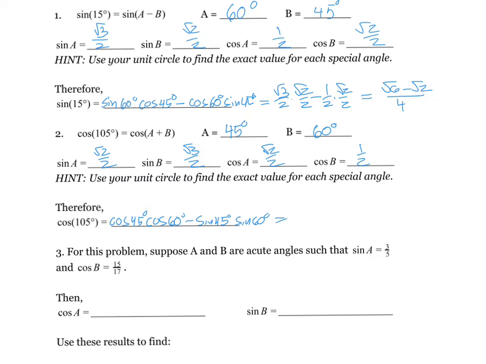Cosine of 45 is root 2 over 2, cosine of 60 is 1/2, minus root 2 over 2. Sine of 60 is root 3 over 2. And we get, in simplified form, root 2 minus root 6 over 4. All right. Let's try another. I know, it's exciting. Okay.